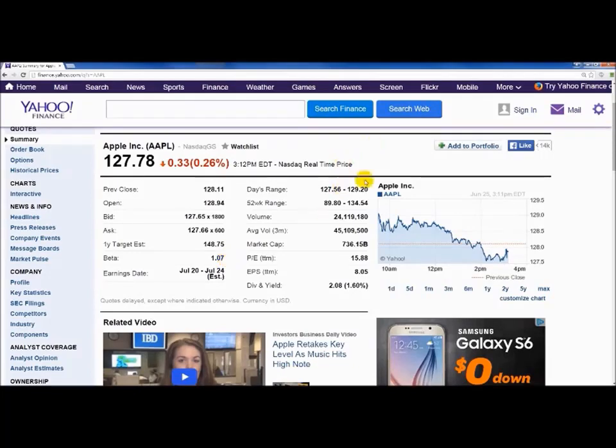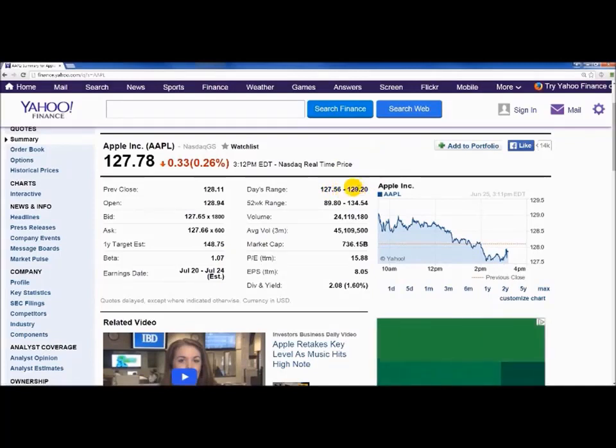Up here at the top we see the day's range. This stock has traded between 127.56 and 129.20. Apparently something has happened here that's made the stock go down quite a bit in price. The 52-week range is between 89.80 and 134.54. Now, a lot of times people get confused and they think that if the stock is near the bottom of the 52-week range, then it's cheap, or perhaps it's on sale.